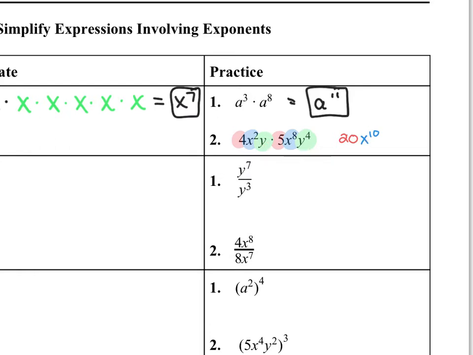Now I can multiply my y's, so y times y to the 4th would be y to the 5th. One reason is this expression of y has an exponent of 1, even though we don't see it, and 1 plus 4 is 5. And in expanded form, I would see 1 y and 4 y's for a total of 5 y's multiplying itself. So this final answer would be 20 x to the 10th, y to the 5th.